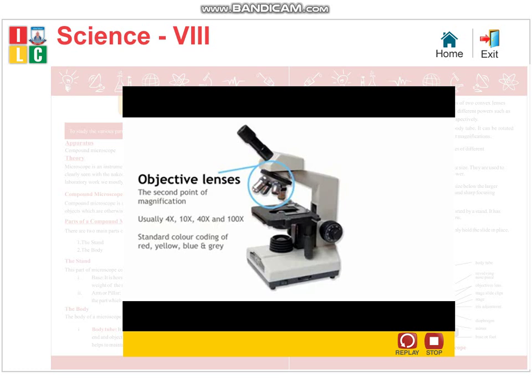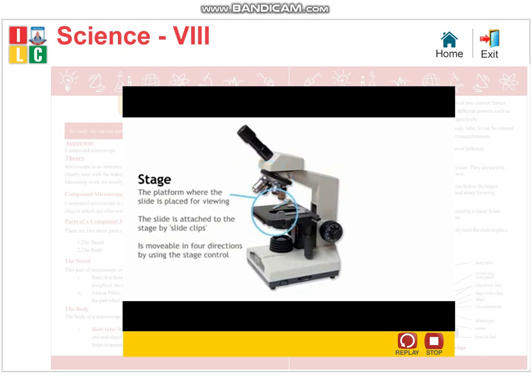The stage. This is the platform where the slide is placed for viewing. The slide is attached to the stage by using the slide clips. It is movable in 4 directions by using the stage control.